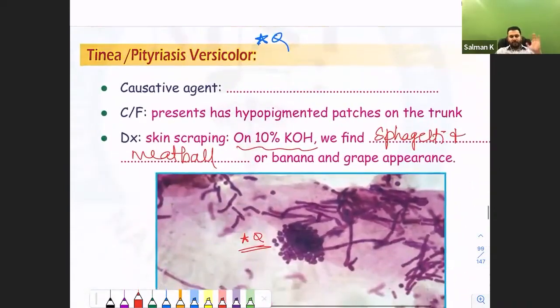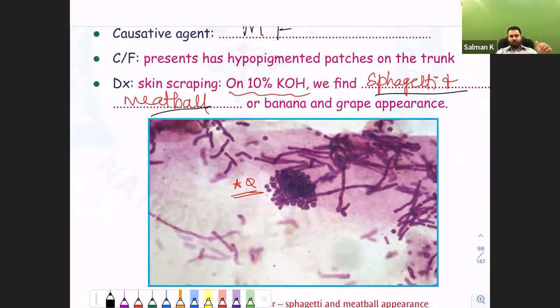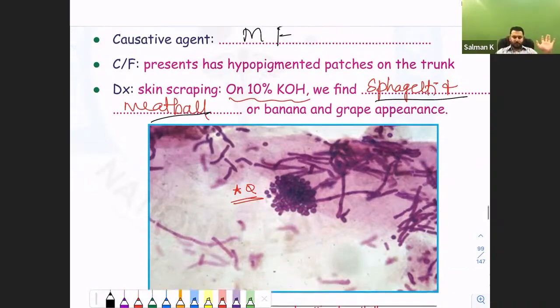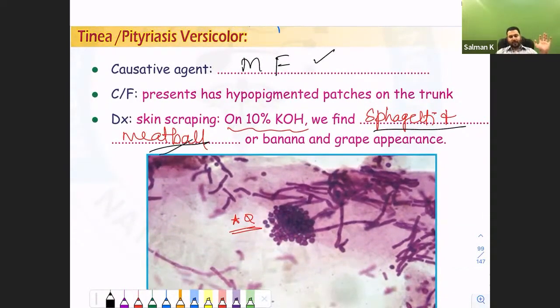Done. Now, Tinea versicolor. The causative agent is Malassezia furfur. What you're supposed to know is that this is the one producing a spaghetti and meatball appearance on microscopy. Banana or grape, or spaghetti and meatball appearance. This is how it is described. All right, so that's about this one that you should know. Two words only: Malassezia furfur, spaghetti and meatball appearance. All of these superficial fungal infections we are talking about are called tinea infections. They will be presenting with hypopigmented patches on the body. So that's about it that you need to know.